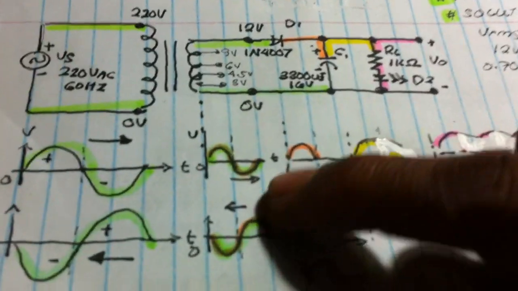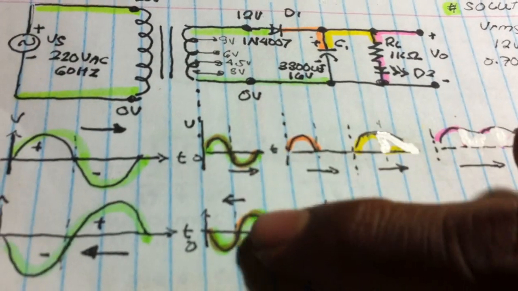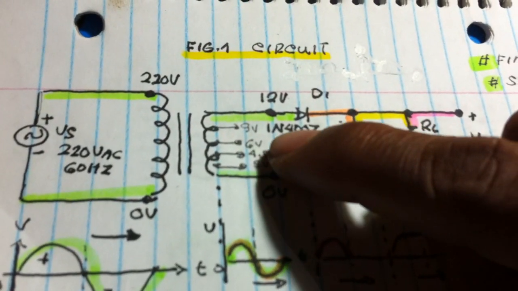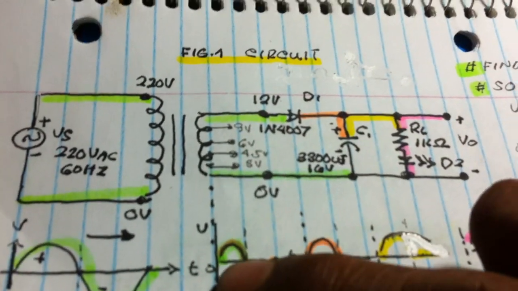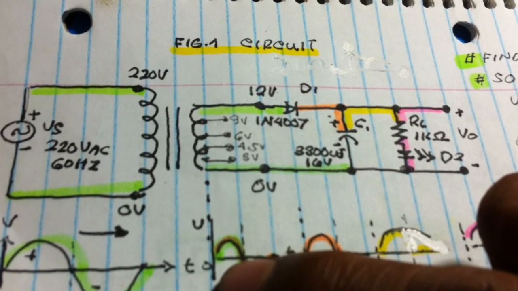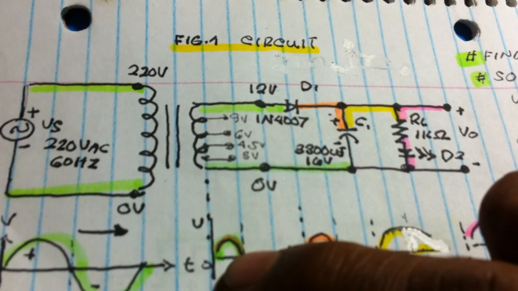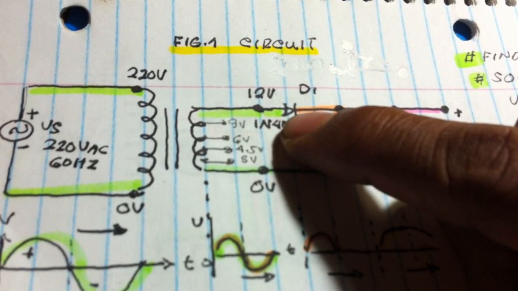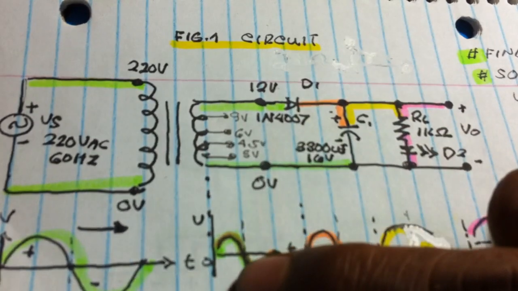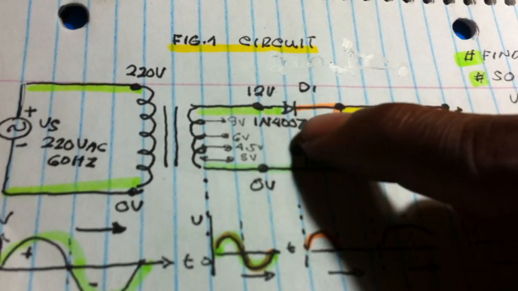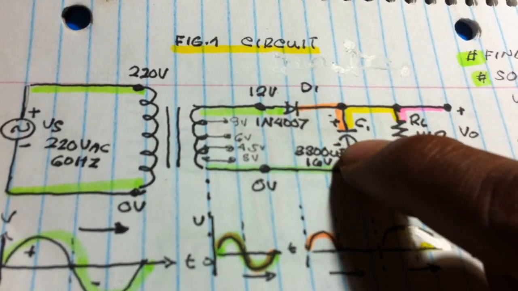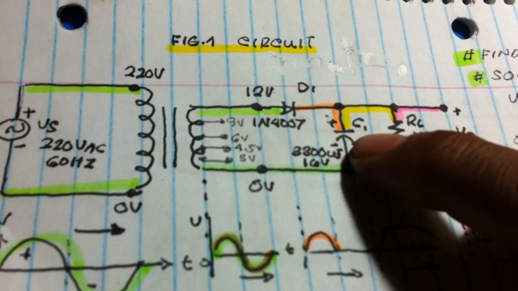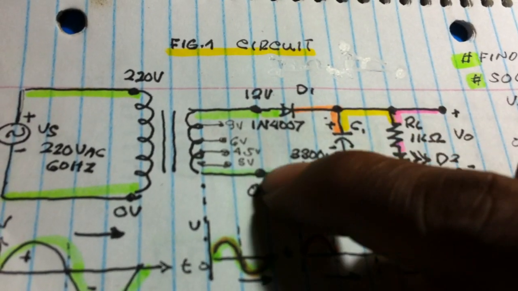Just like this one. A small sine wave produced by the secondary windings of the transformer. What happened to the positive half cycle of the secondary windings is it passes to the diode, making it a forward bias, the positive half cycle, and then goes into the capacitor, charging the capacitor, and then flows back into the ground.